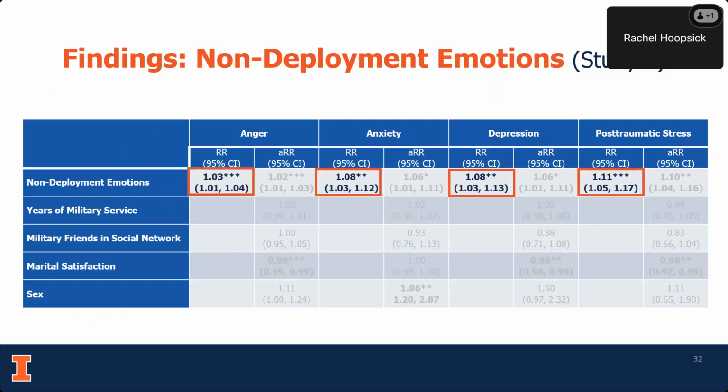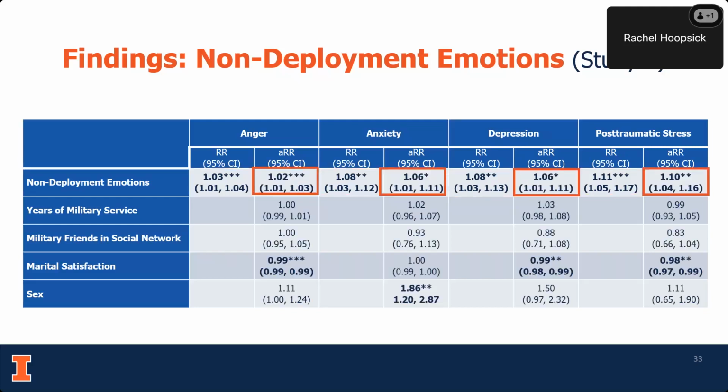In our unadjusted models, the worse that a soldier felt about never having been deployed, the worse their mental health symptomatology. Our adjusted models showed a similar effect. So again, greater non-deployment emotions were associated with worse anger, anxiety, depression, and post-traumatic stress.